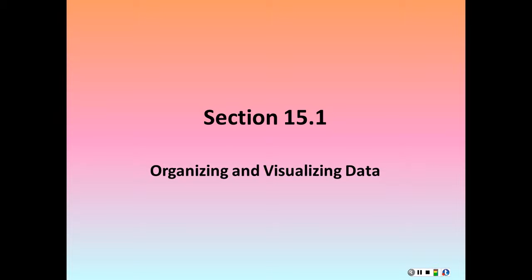Hello class, welcome to section 15.1. Moving on to organizing and visualizing data. So looking at things like frequency charts and really learning more about the statistical part of this particular book.